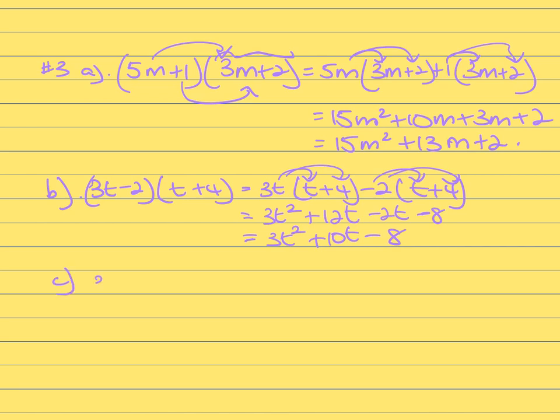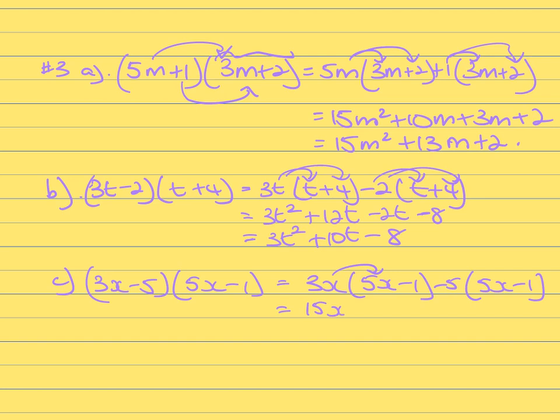C. 3x minus 5 by 5x minus 1. So that gives us 3x by 5x minus 1 minus 5 by 5x minus 1. That will give us 15x squared minus 3x minus 25x plus 5, because minus by minuses are plus. And that will give us 15x squared minus 28x plus 5.